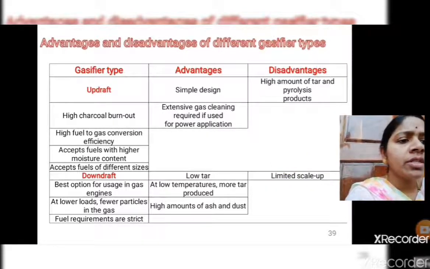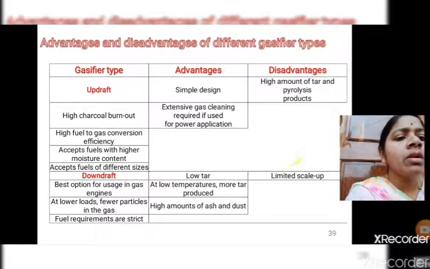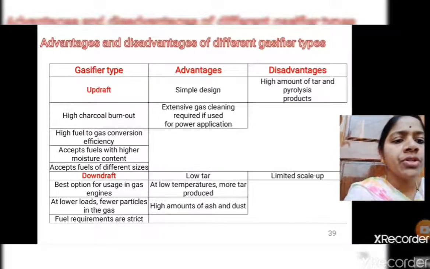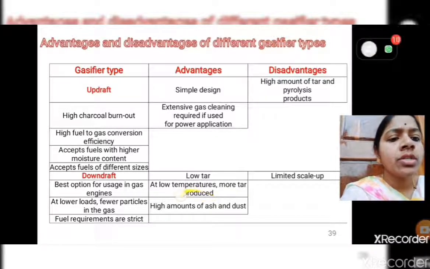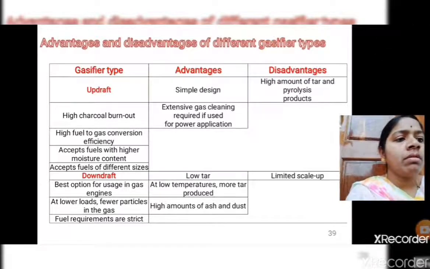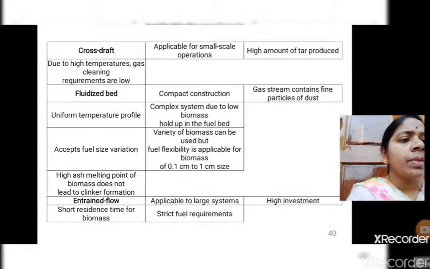The disadvantage is limited scale-up. Very limited scale-up is possible, meaning a small-scale downdraft gasifier can feasibly be designed. A low temperature is required as the gas passes through the high temperature oxidation zone, and if the tar is more, then it needs condensation. Low temperature is needed for the condensation purpose. A high amount of ash and dust in the feedstock can also be used in this one.